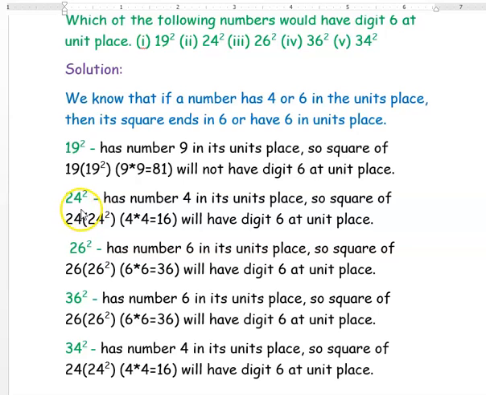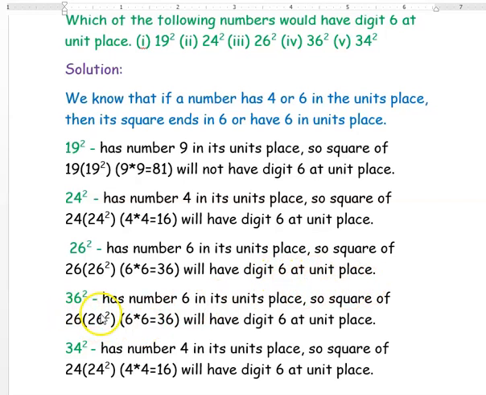The number is 24. The 4 is the number in its units place. So for the square of 24, we'll take the unit digit alone. 4 into 4, that is 16. So the units digit is 6. The next number is 26 square. Here 6 is the units digit. If you square that, 6 into 6, you'll have 36. So this 26 square will also have the digit 6 at its units place.